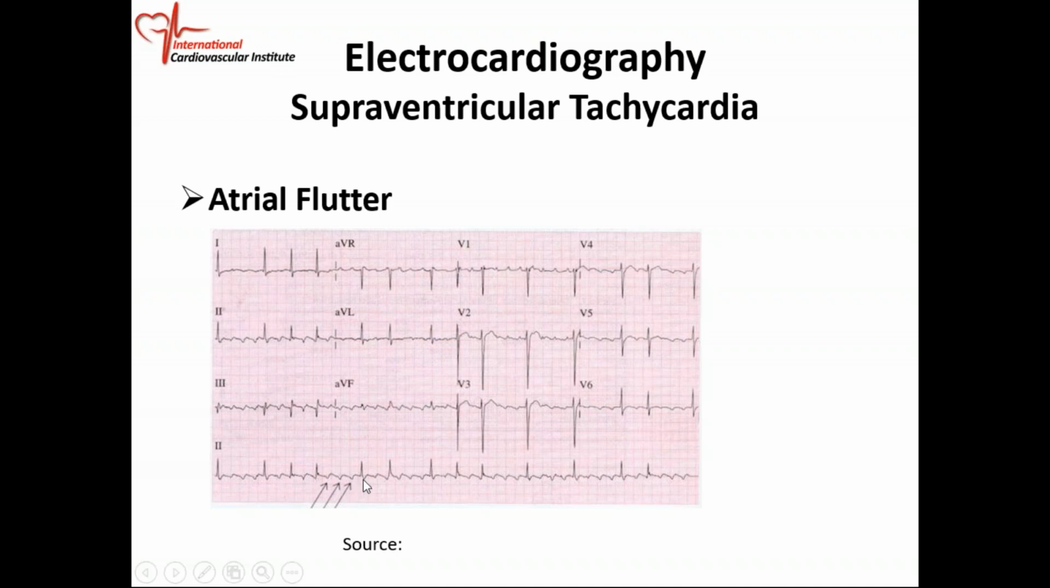You can see the number of big blocks between each of them is about one big block. So we know that if we divide 300 by 1, it's 300. So the atrial rate here is about 300 beats per minute. Okay? And if you look in lead V1, you can see that these little humps are now upright. So this is what we call typical atrial flutter. Negative sawtooth pattern in lead 2 and positive sawtooth pattern in V1. Typical atrial flutter. Okay?